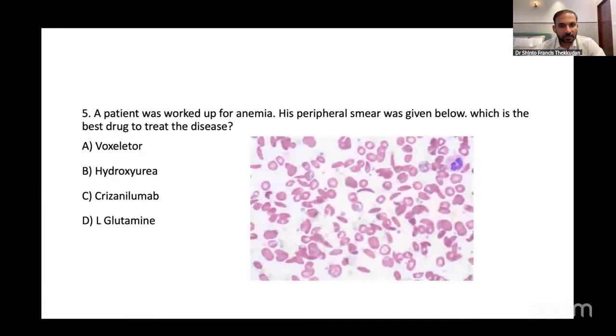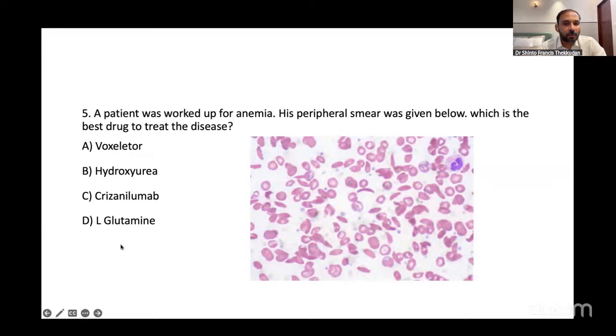Fifth question, a patient is worked up for anemia, a smear is given, which is the best drug to treat. So you can see some microcytosis and anisopoikilocytosis, some sickle cells like this, some neutrophil here, and platelets are adequate. You can see the scattered platelets here, which look adequate or even a bit high. It depends on the field, but it's more than adequate. So the classic is the sickle cell RBCs here. This may not be the exact smear that might have been given in the exam, but for demonstration purpose, this is what they have asked.